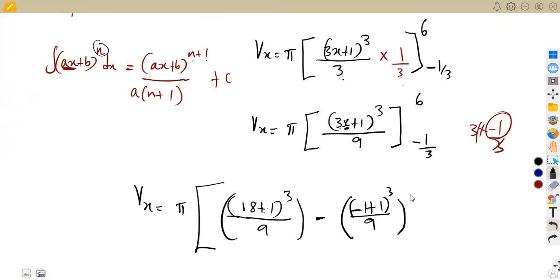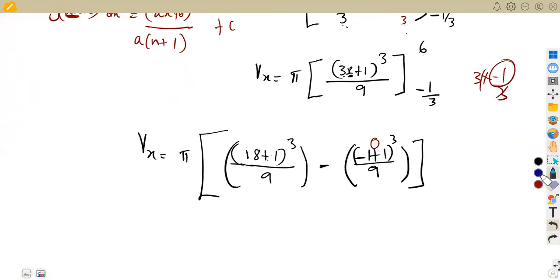Right, so this is what you're going to have. As you can see here, we're going to have a 0, so that means there's nothing left. So we just have to simplify this part here, which is going to be 19 to the exponent of 3 over 9. All right, let us check.